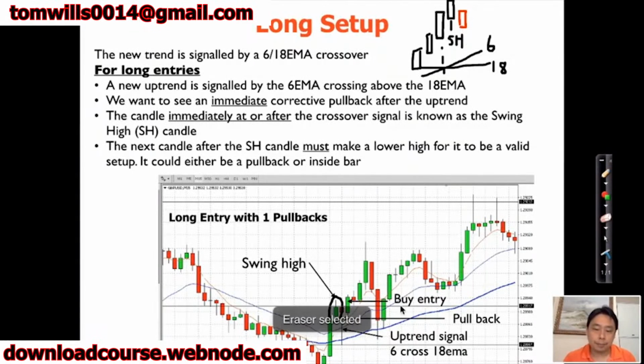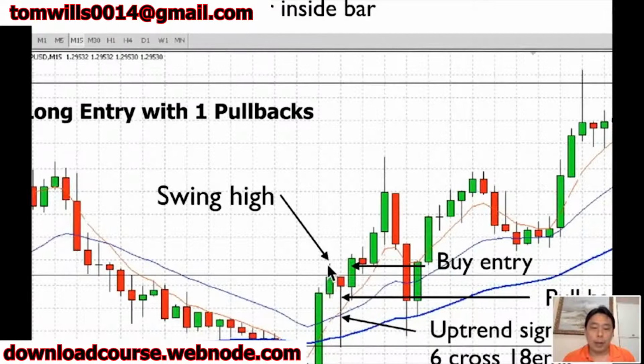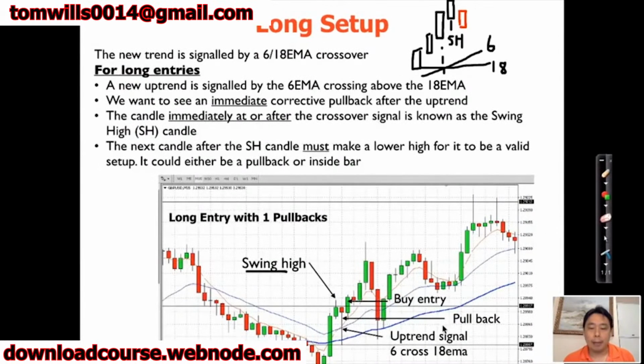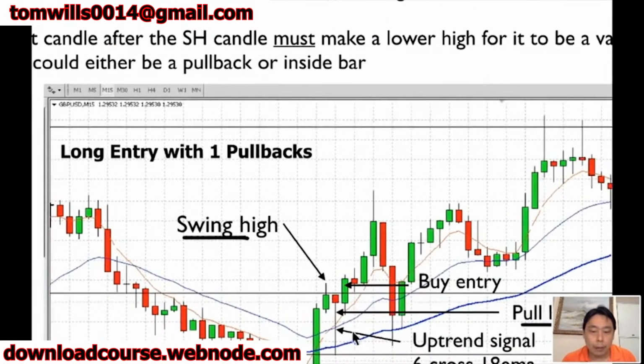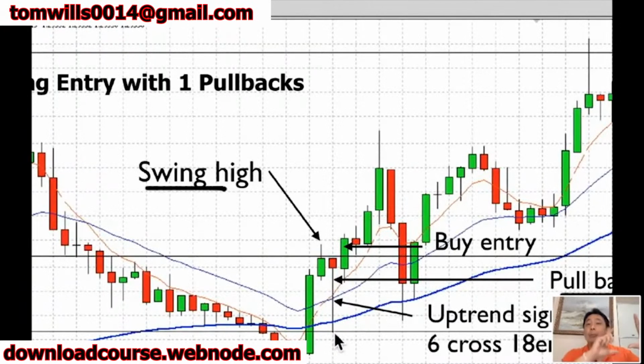So in this case, let's take a closer look over here. We can see that right after the swing high, we have the next candle making a lower high and lower low, right? So this is known as the swing high and pullback candle. Got it? Great. Now, the moment you have at least a pullback or an inside bar, you're ready to place your buy order. So we're going to place our buy order right above the pullback candle or the inside bar candle.